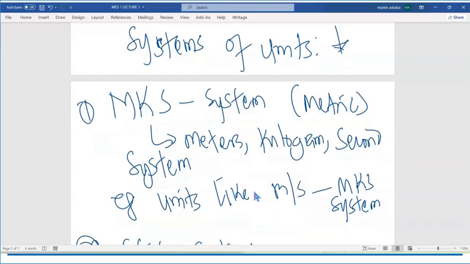Why? I said MKS. We are talking about systems of units. The MKS unit system has meters, kilograms, and seconds. So wherever you see units like meters per second, kilogram per second, or kilogram per cubic meter, we are talking about the MKS unit system.